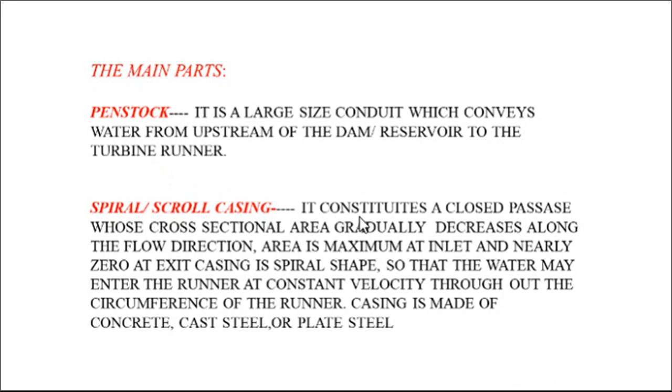Now the spiral or scroll casing. It constitutes a closed passage whose cross-sectional area gradually decreases along the flow direction, and the area is maximum at inlet and nearly zero at exit. The casing is spiral shaped so that water may enter the runner at constant velocity throughout the circumference of the runner. In short, the casing plays the role of supplying water to the guide blade or fixed blade at constant velocity, and it is made of concrete, cast steel or plate steel.